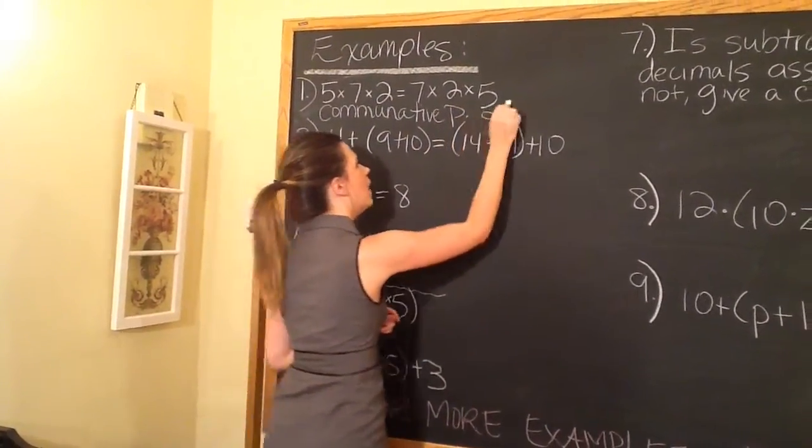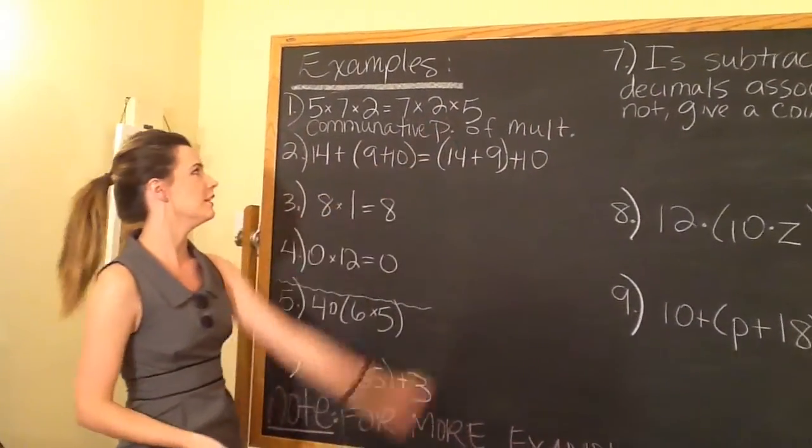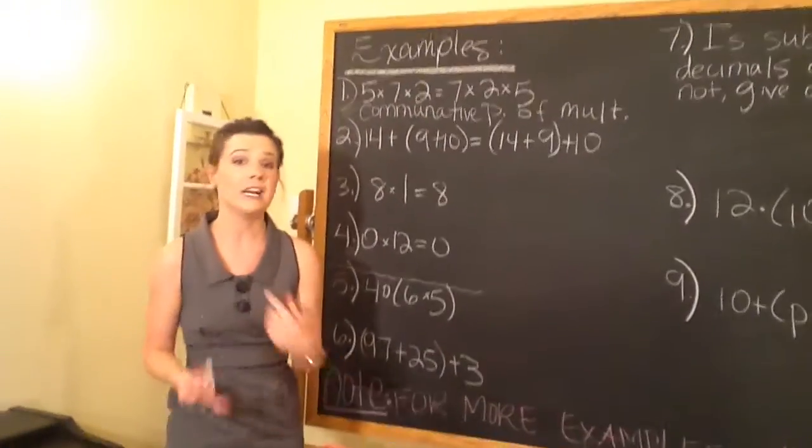Commutative property of multiplication, because we're doing multiplication here. So it doesn't matter what order the numbers are in. That's how I knew it was commutative.